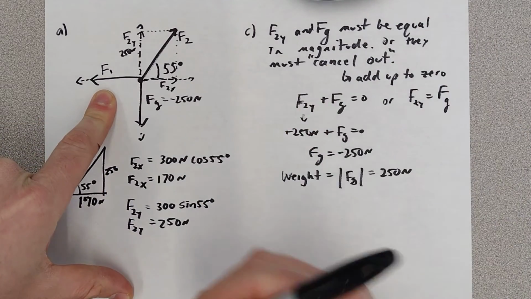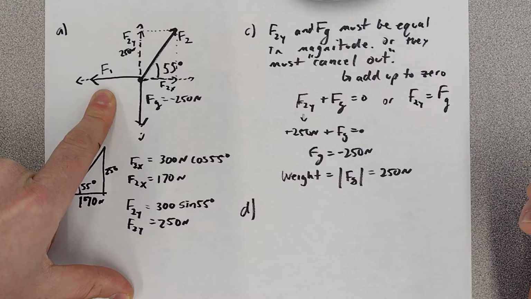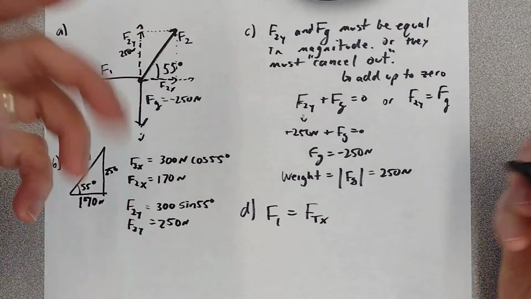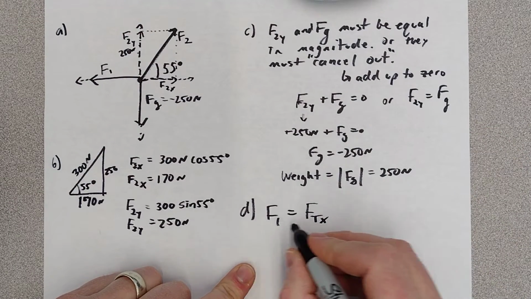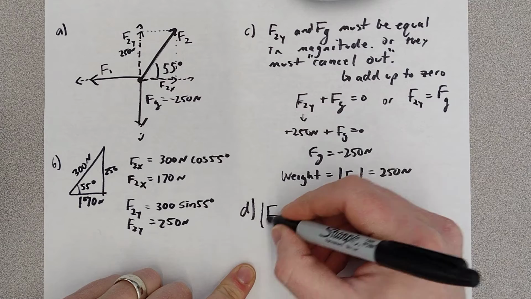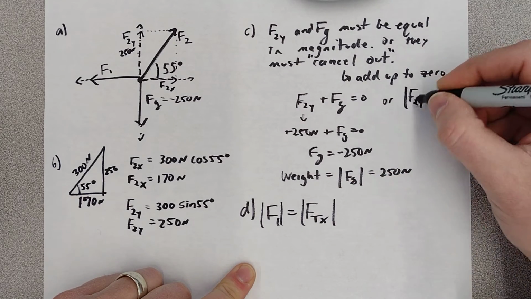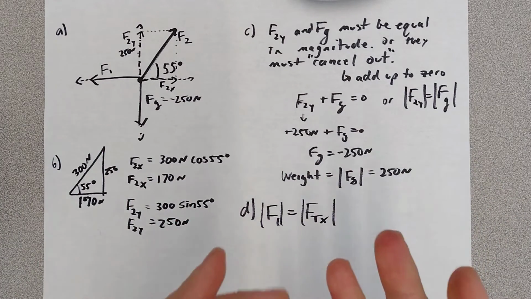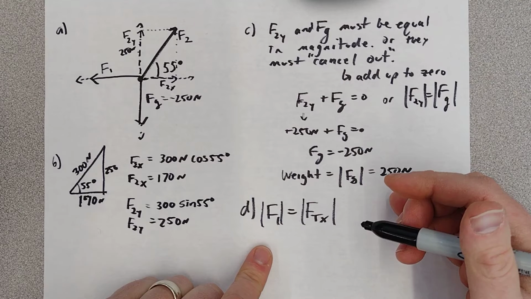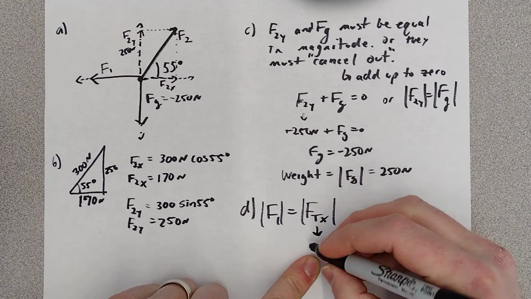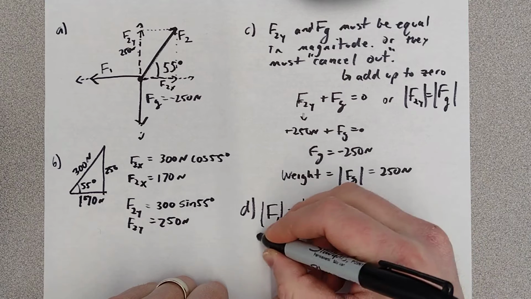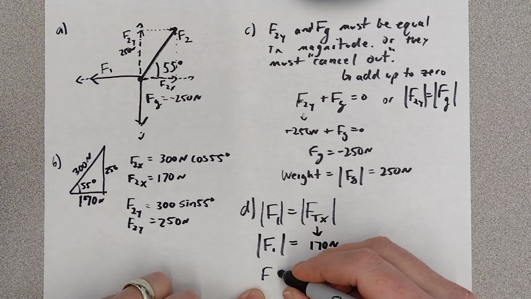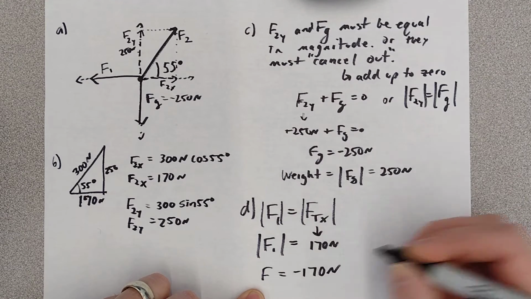Force then in the x direction for part D, right? F1 has to be equal to the F2x component. And you got to think of these as magnitudes. The magnitude, maybe I should write it like that. The magnitude of the forces have to be equal to each other. The absolute value of the forces have to be equal to each other. So I know this is 170 newtons, so the magnitude of F1 must be 170 newtons. Technically, F1, the actual force, will be negative 170 newtons.